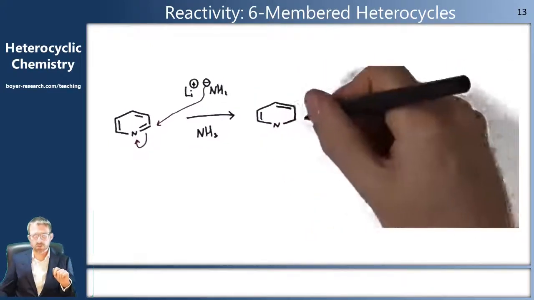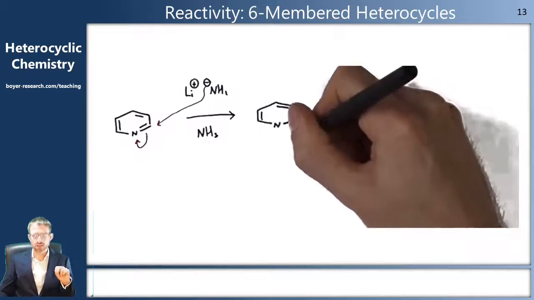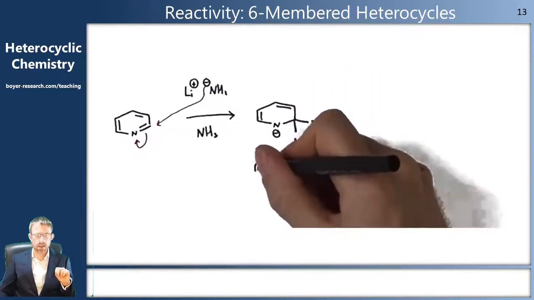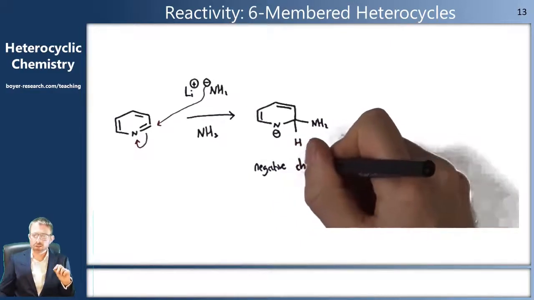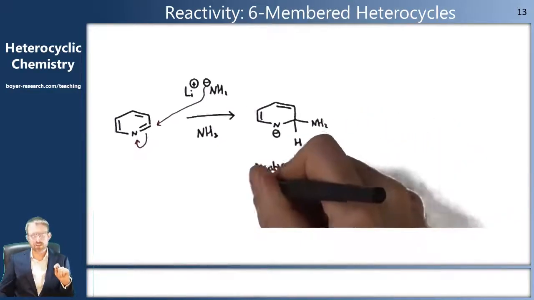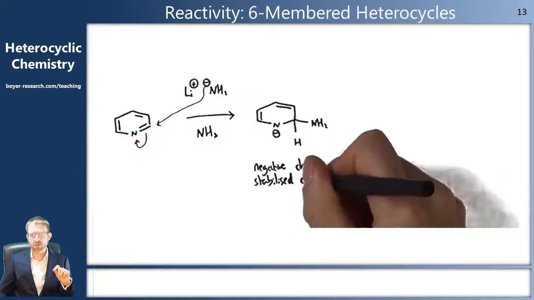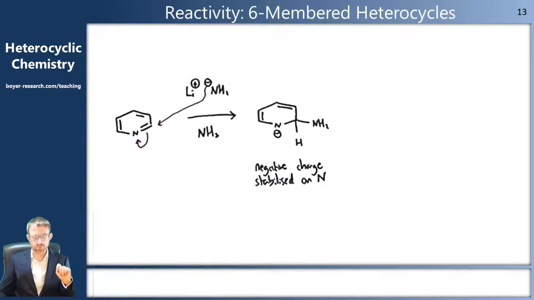The result of this first step is that we have a new nitrogen-carbon bond, and the negative charge is on the nitrogen. That is good because the nitrogen is electronegative. So we can say the negative charge is stabilized on the electronegative nitrogen atom.